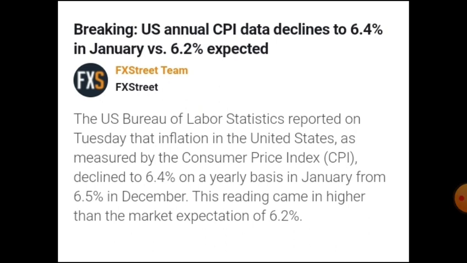Breaking: US annual CPI data declines to 6.4% in January versus 6.2% expected. The US Bureau of Labor Statistics reported on Tuesday that inflation in the United States, as measured by the Consumer Price Index CPI, declined to 6.4% on a yearly basis in January from 6.5% in December. This reading came in higher than the market expectation of 6.2%. So hopefully they might come cooler or hotter. We'll just see. Let's get on the charts.